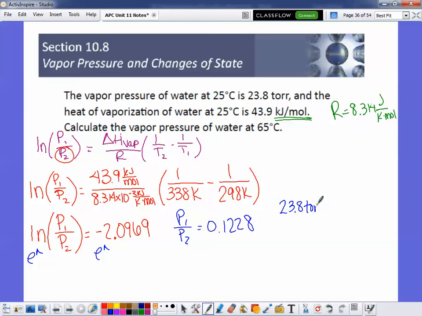And it doesn't matter what unit your pressure's in, as long as if you were given both pressures, you just need to make sure they're the same unit. All right, 23.8 over P2 equals 0.1228. I'm going to solve for P2.